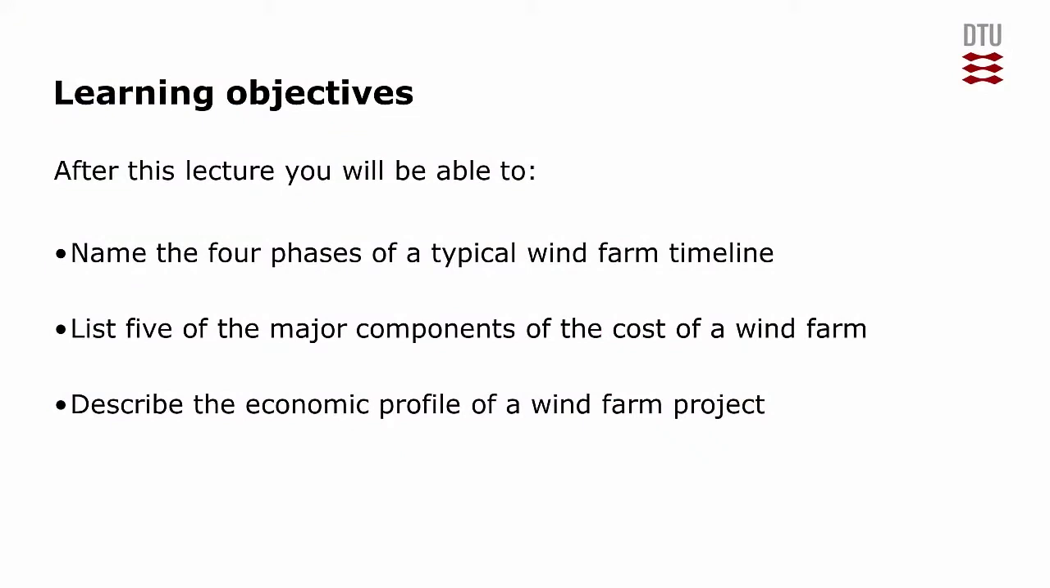So the learning objectives for this session are that you should be able to name the 4 phases of a typical wind farm timeline. We're going to go through that in a minute, and we're going to divide them up into these 4 phases. Then you should be able to list 5 of the major components of the cost of the wind farm, and we're going to take a look at those too and break them down a little bit. And then lastly, we're also going to describe the economic profile of a wind farm project that is a little bit different from what you might expect from a conventional generating plant.